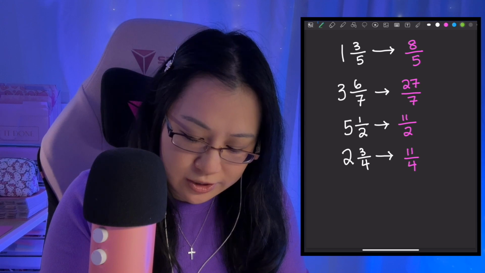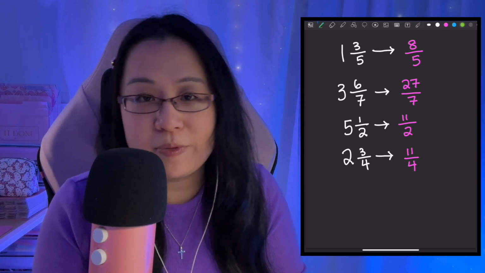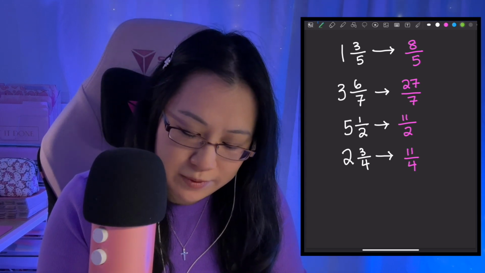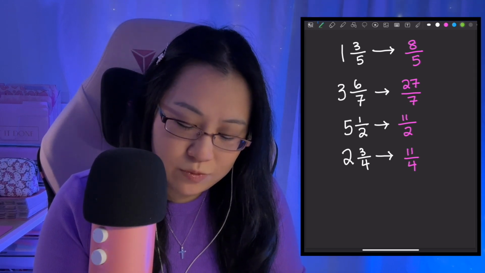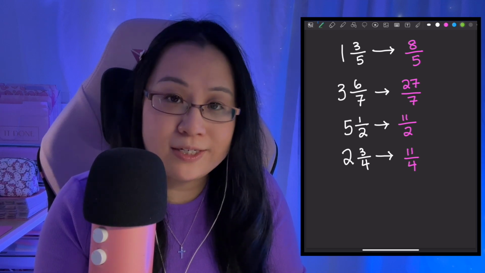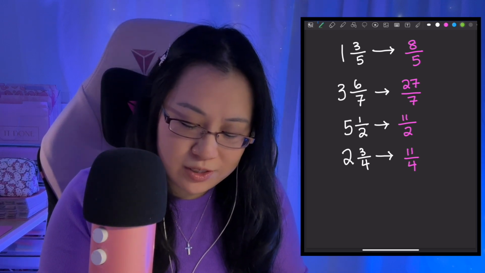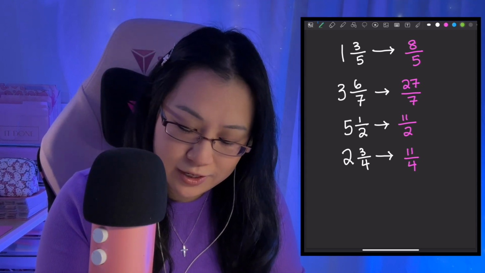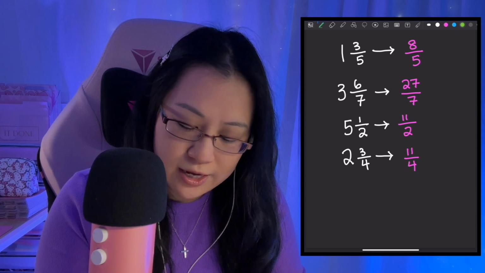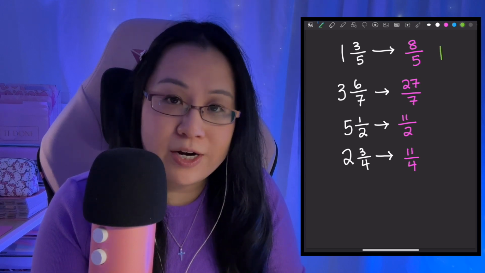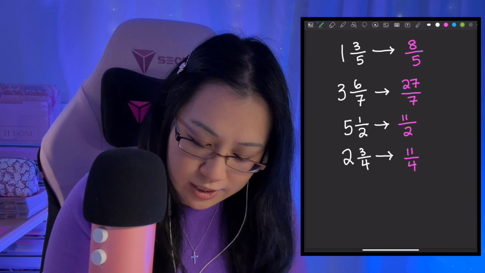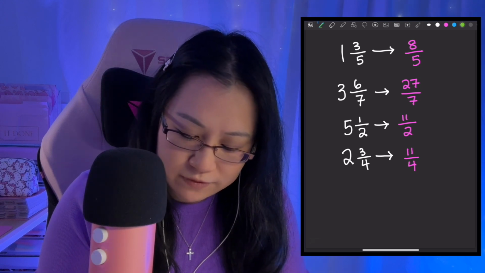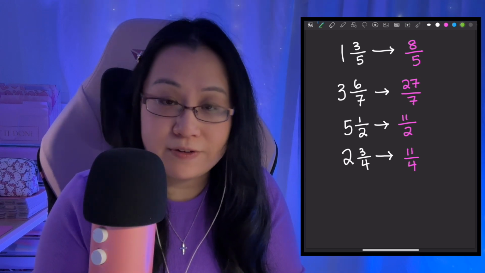So you're basically doing 8 divided by 5. How many whole multiples of 5 do we have in 8? Well, 5 goes into 8 one whole time, right? Because if we have 2 5s, or 2 times 5, that's 10. That's too many, right? So 1 5, and then it leaves me 3 extra pieces. So 1 3/5.